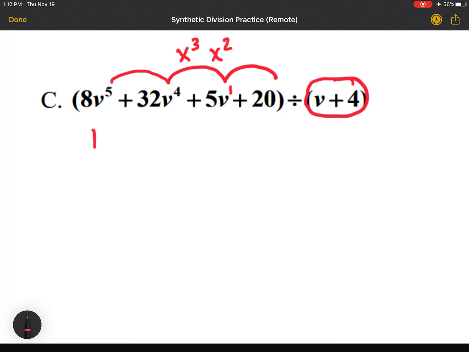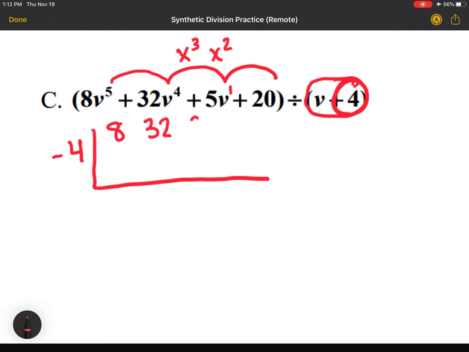So make sure when you set this one up, if I go ahead and set it up, well, again, I need the opposite sign of my divisor, which is negative 4, okay? Then if I put my coefficients, I go 8, 32, but since I'm missing my exponent of 3, smiley face gets in there. Then my exponent of 2 is missing too. And then I have 5 and 20. Okay? Then drop down your 8 and start your synthetic division.